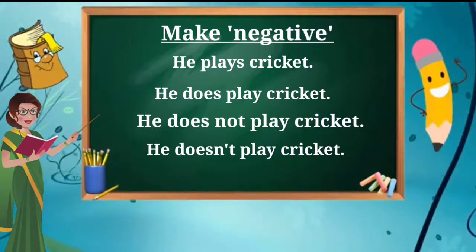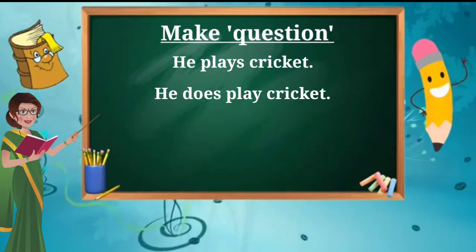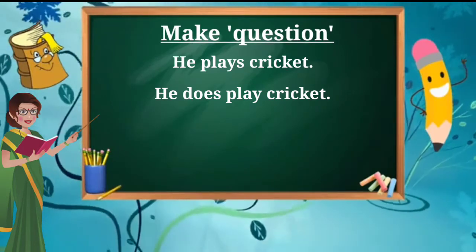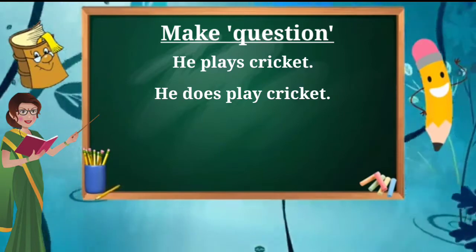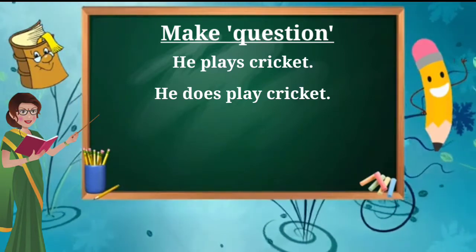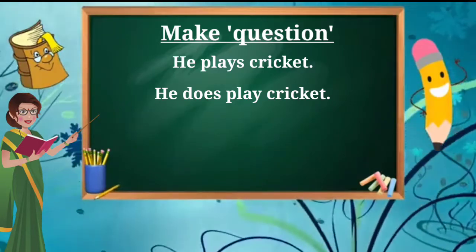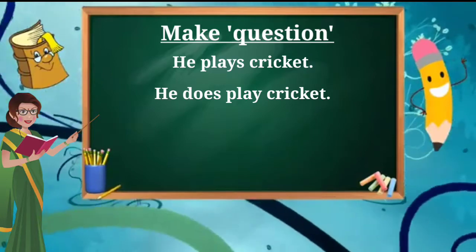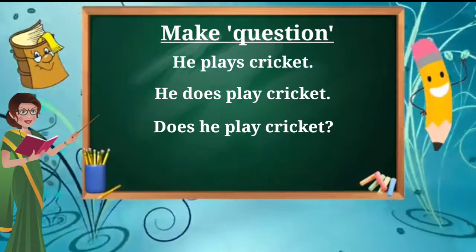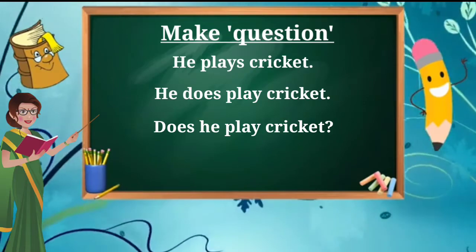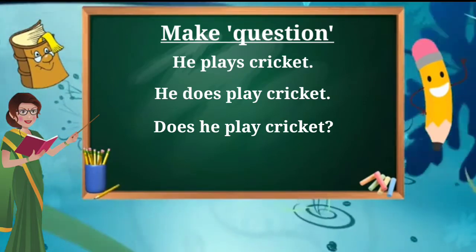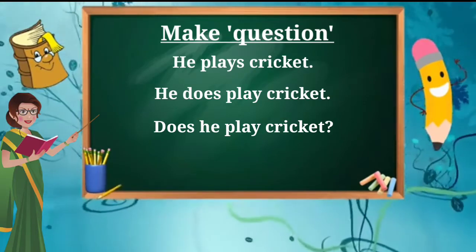Clear? Now we can make it question too. How can you make the sentence into interrogative or question form? Very simple. Just change the position of the helping verb and the subject. Does he play cricket? Then put a question mark. Clear, everybody? Here we can take another example.